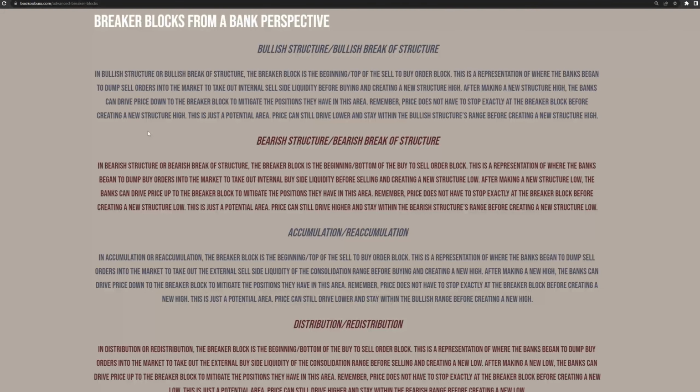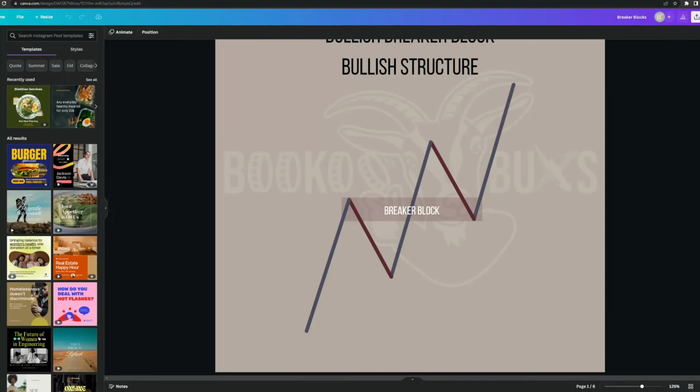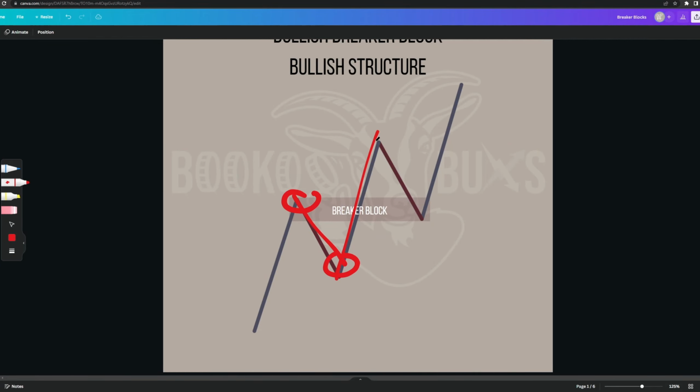Remember, price does not have to stop exactly at the breaker block before creating a new structure high. This is just a potential area. Price can still drive lower and stay within the bullish structure's range before creating a new structure high. So pretty much what I'm saying here, as you guys already know, the banks sold here before they bought. So therefore, this is a sell to buy order block.